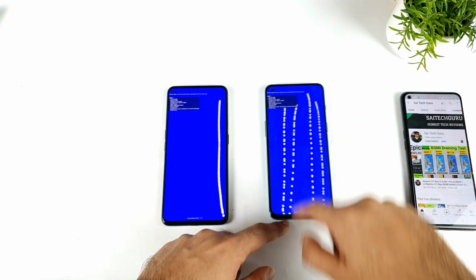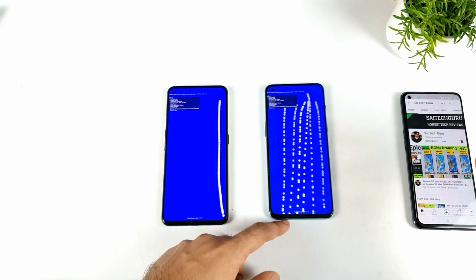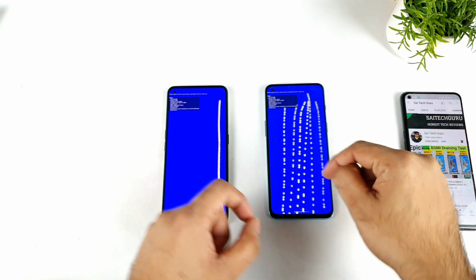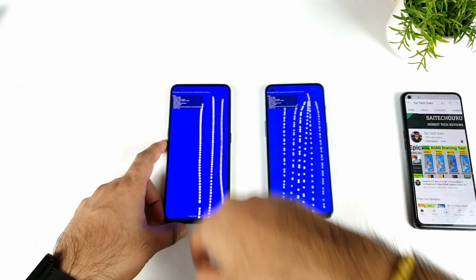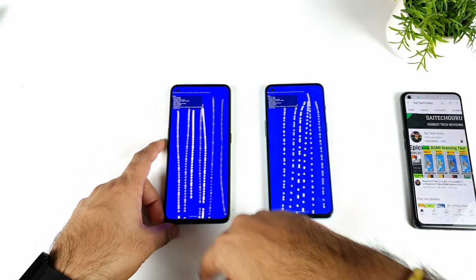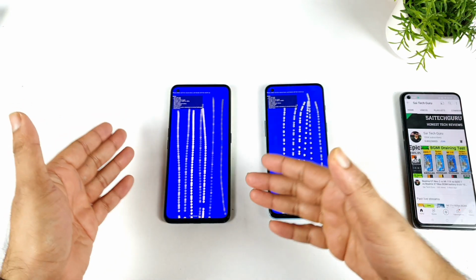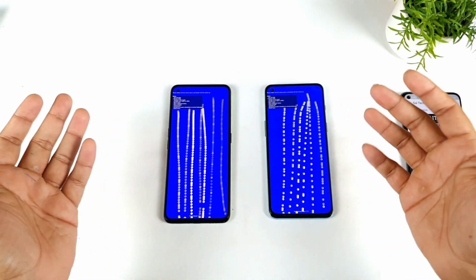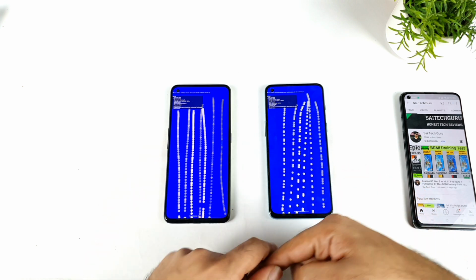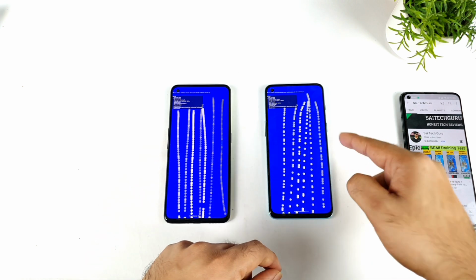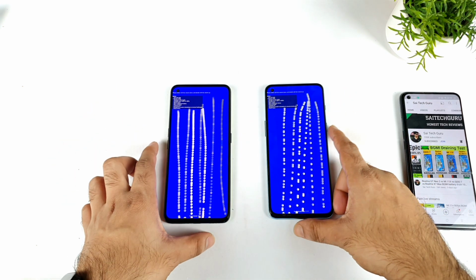You can see, friends, it's not even detecting a proper line; it's detecting randomly. Look at the Realme GT Neo 2. I'm drawing at the same speed. How many touch inputs are detected? Double, triple and four times more touch inputs are detected in the Realme GT Neo 2 than in the OnePlus Nord 2. This is a difference you should definitely understand.